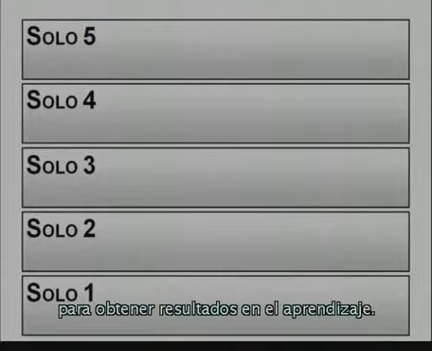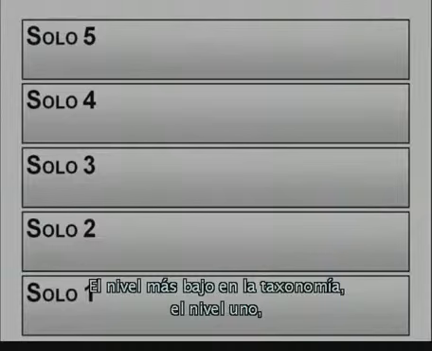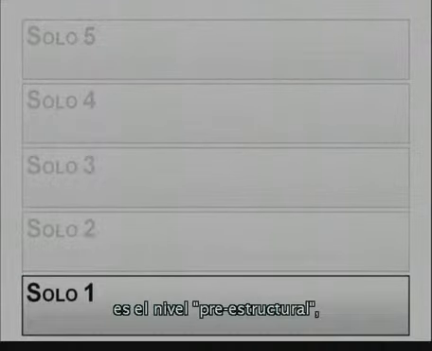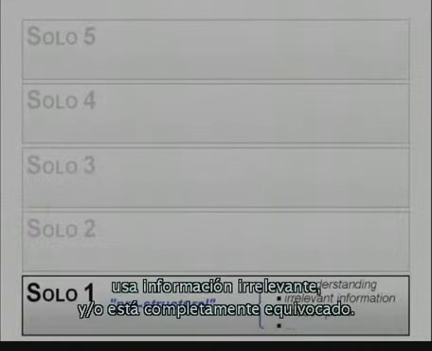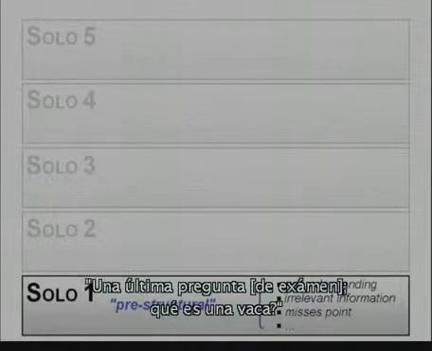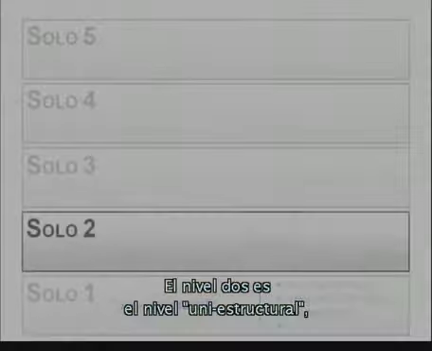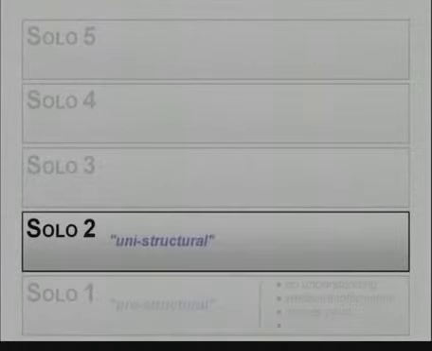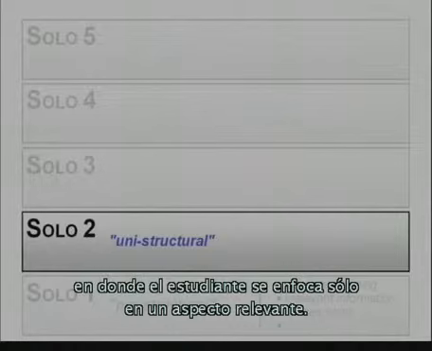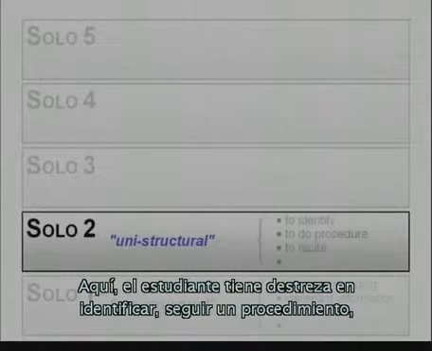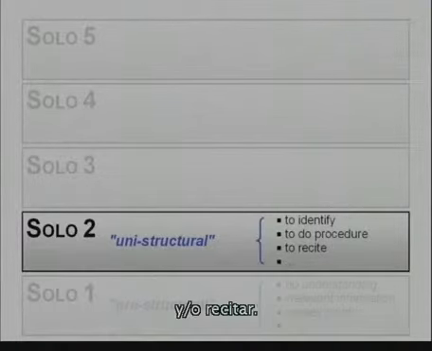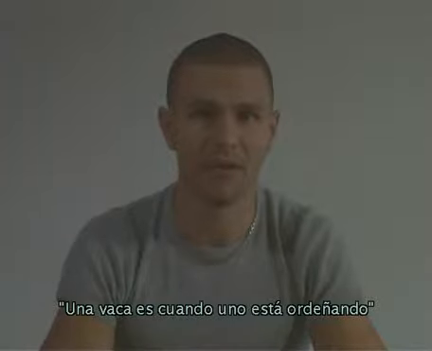The lowest level in the taxonomy, level 1, is known as the prestructural level, at which the student has no understanding, uses irrelevant information, and or misses the point altogether. One final question. What is a cow? Level 2 is known as the unistructural level, where a student will focus on one relevant aspect only. Here the student has the competence to identify, to do a procedure, and or to recite. A cow is when you're milking.